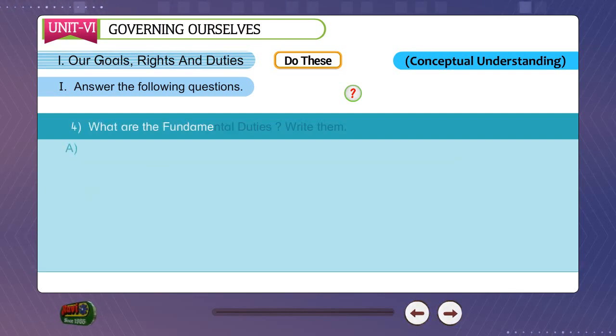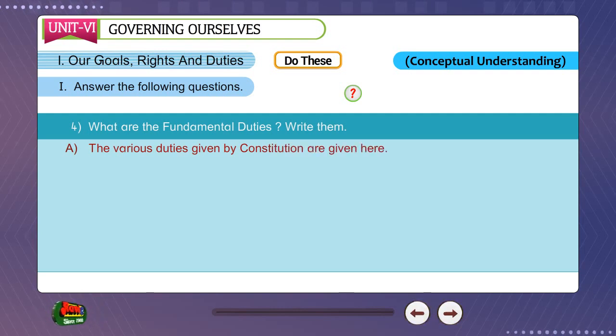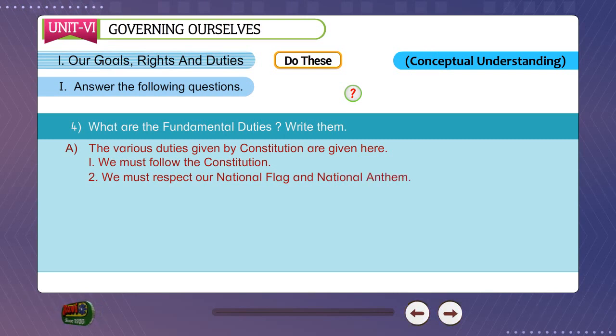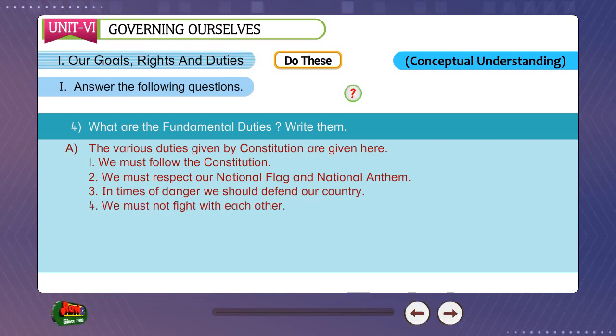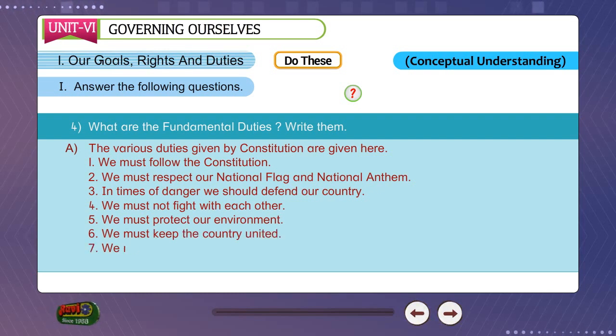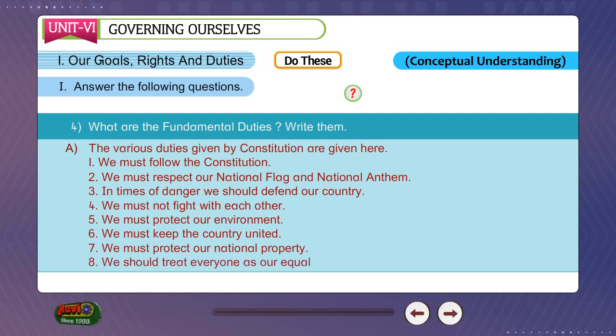4. What are the fundamental duties? Write them. Answer. The various duties given by the Constitution are given here. 1. We must follow the Constitution. 2. We must respect our national flag and national anthem. 3. In times of danger, we should defend our country. 4. We must not fight with each other. 5. We must protect our environment. 6. We must keep the country united. 7. We must protect our national property. 8. We should treat everyone as our equal.